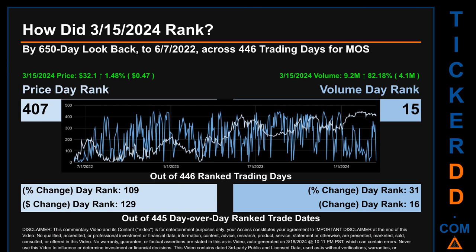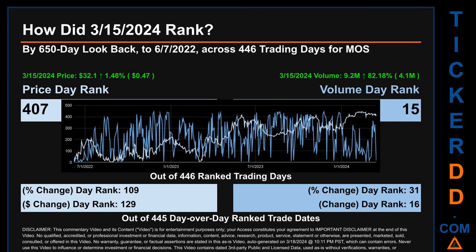How did March 15, 2024 rank for MOS? By 650 calendar day look back to the 7th of June 2022, across 446 trading days, of which March 15, 2024 price ranked 407 while its volume ranked 15. Each of the 446 trading days were ranked amongst themselves by highest end-of-day price and volume, with a rank of 1 being the highest and 446 being the lowest ranked day.